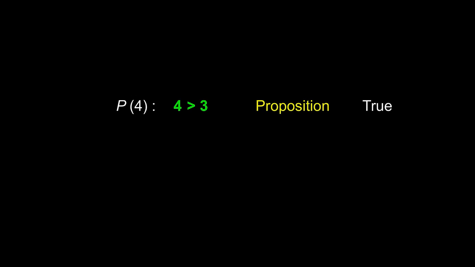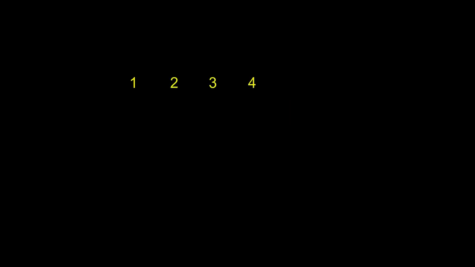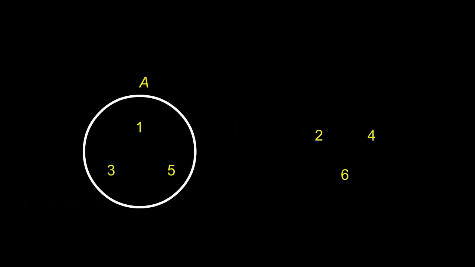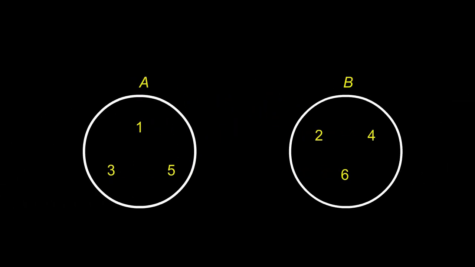Now look at these objects. 1, 2, 3, 4, 5, 6. If we group them like this, 1, 3, 5 in group A, 2, 4, 6 in another group B. Can we say that A is a group of odd numbers? Well, they are odd numbers indeed.